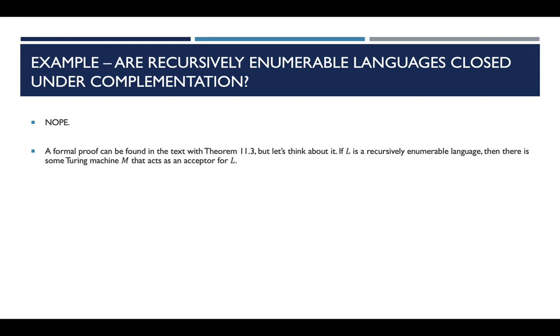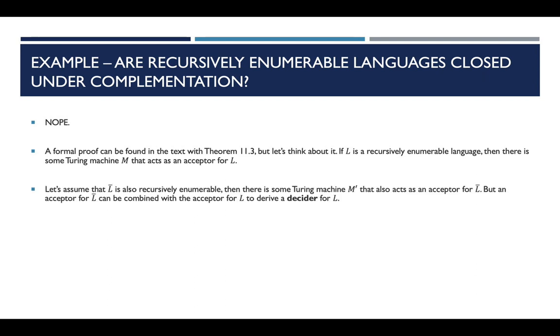So if I have L, and L is a recursively enumerable language, what that means by definition is that I have some Turing machine called M that is an acceptor for that language. If we try to seek out a contradiction, we can assume that the complement of L is also recursively enumerable. If the answer to this question was yes, this would be true. And so if the complement of L is recursively enumerable, we know that there is some other Turing machine called M prime, and M prime acts as an acceptor for L complement.